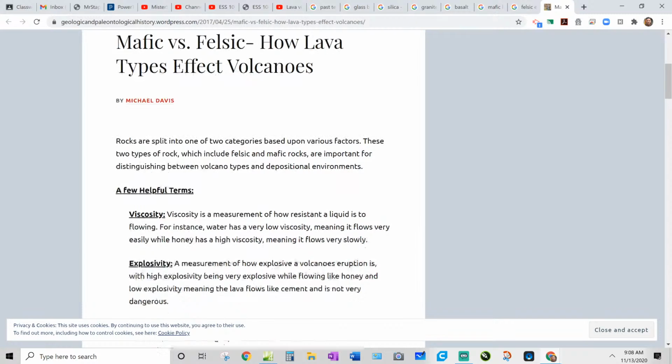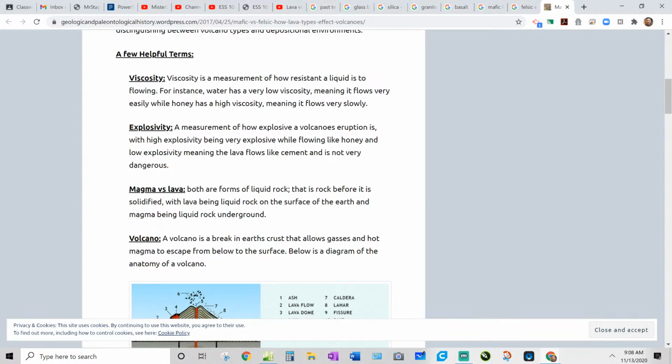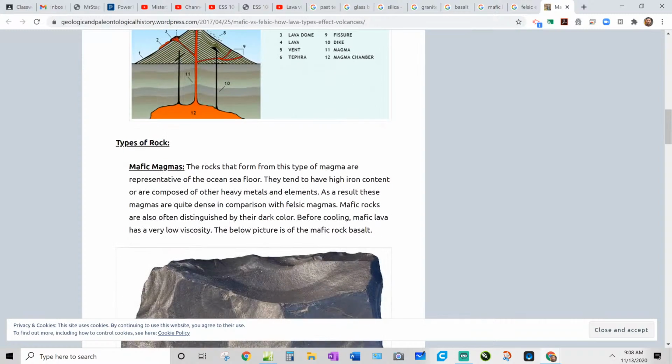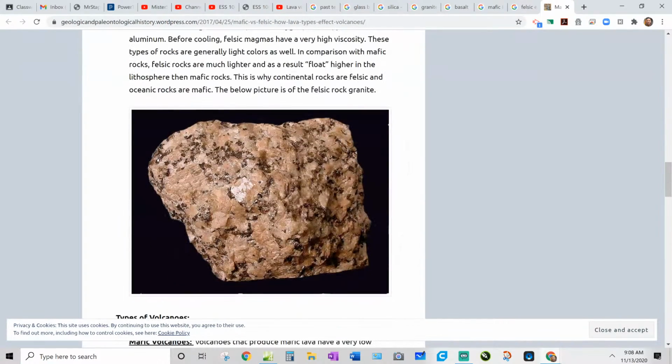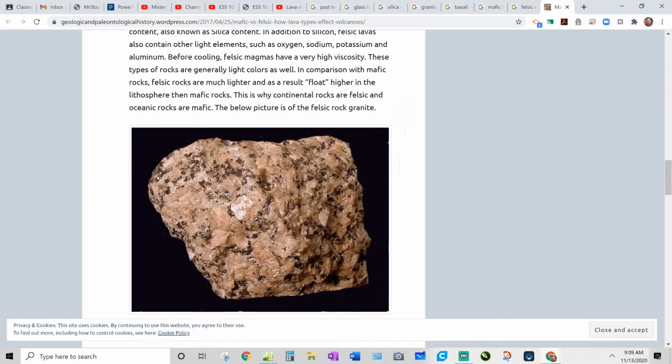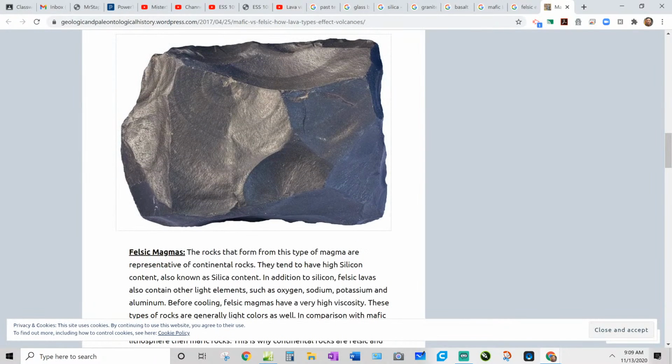So there's some lists here. I've talked about viscosity, explosiveness, and that kind of thing. But this is what a mafic rock looks like. This is basalt. And this is what a felsic rock looks like. This is granite.